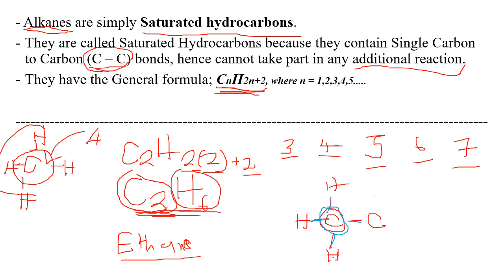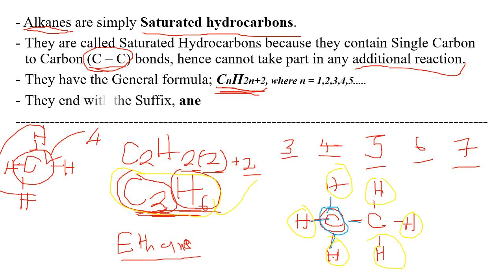Then let's draw the other hydrogens for this one. So we have 1, 2, 3, like that. So all together we have 1, 2, 3, 4, 5, 6, which qualifies our structure because it matches with our formula, like that.